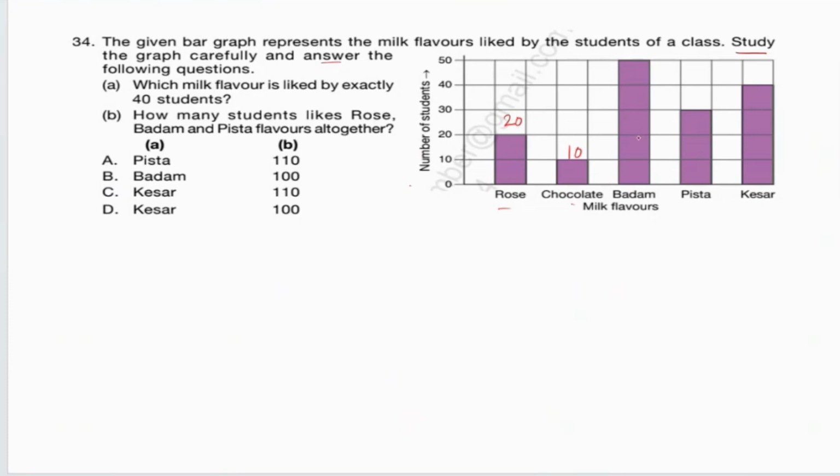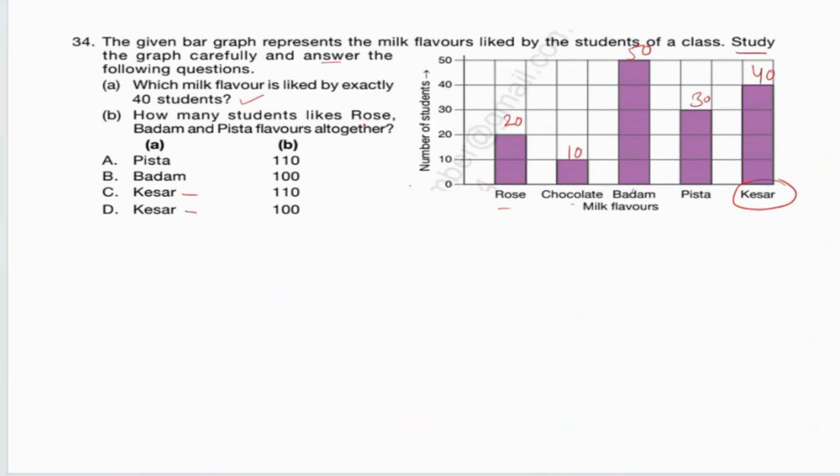Badam is 1, 2, 3, 4, 5, that will be 50. Then it will be 30. Pista is liked by 30 students and Kesar is liked by 40 students. Which milk flavor is liked by exactly 40 students? That will be Kesar, right? So Kesar. Either C or D will be my answer.